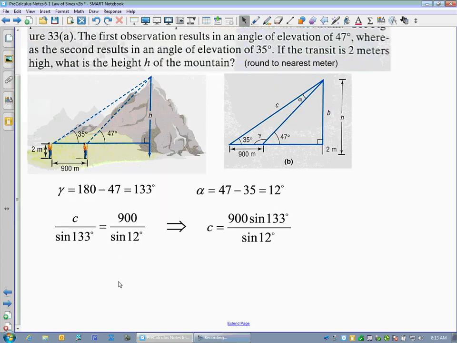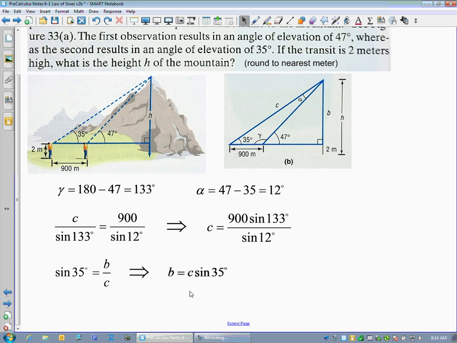So for B, we're going to use the fact that now we're considering the large right triangle. So with regard to the 35-degree angle, with respect to this angle, B is the opposite side. So in other words, the sine of 35 is equal to B over C. And of course, this implies that B equals C sine 35, or in other words, with regard to the 35-degree angle, the opposite side is the hypotenuse times the sine of the angle.